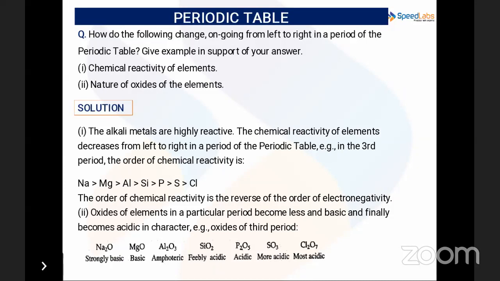Okay, noble gases, you see the electronic configuration of noble gases. The 10th element in the periodic table, atomic number 10, is given. If you see the electronic configuration of it, it is 2, 8. So obviously there will be a complete octet.